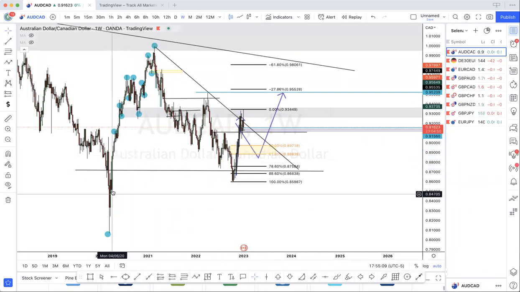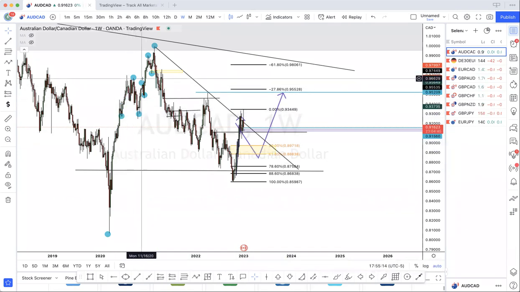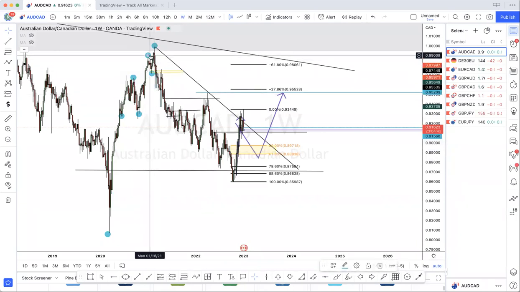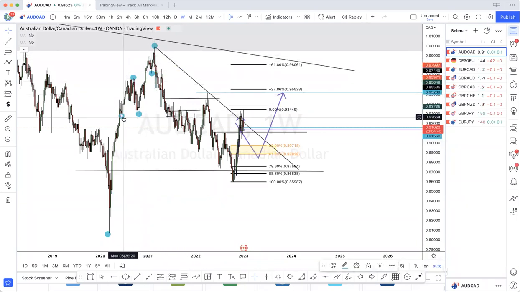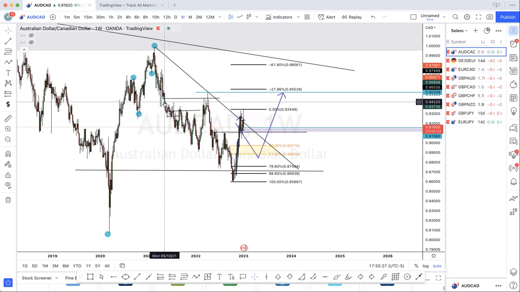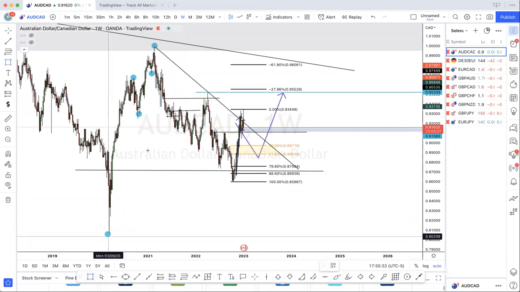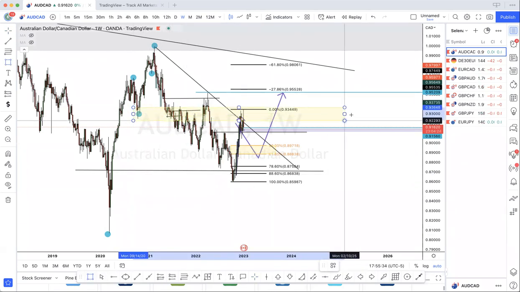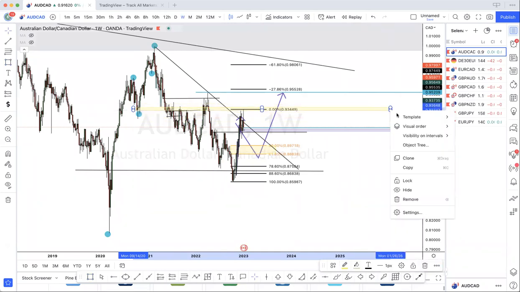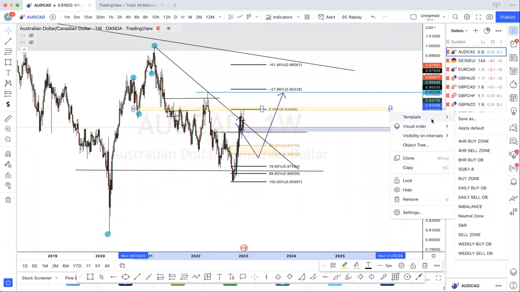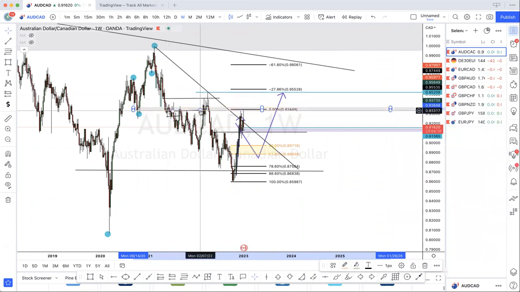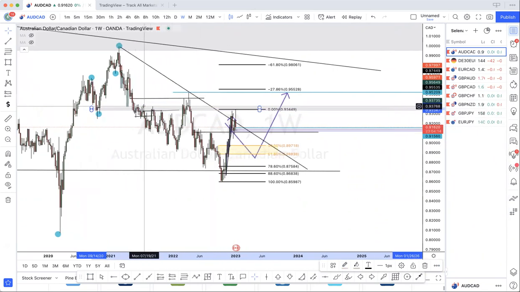Hold on. Okay, so it broke this level here. Did I delete my level? I did. Hold on. So this was my level that I was expecting price to come back to.